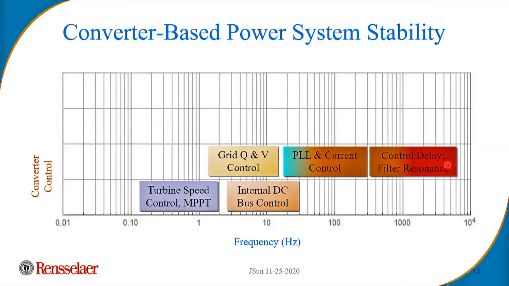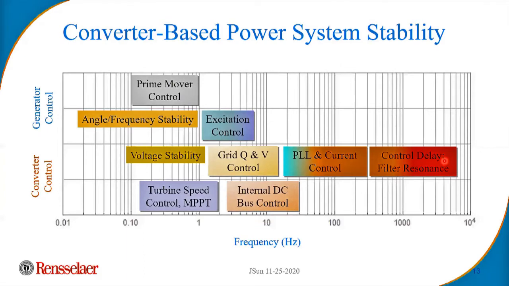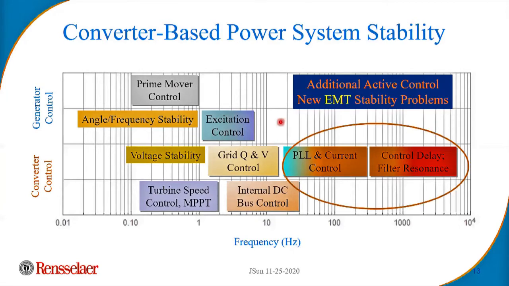And we understand now that control delay can lead to high frequency resonance that has been observed in many HVDC systems. And these high frequency controls are very different from the traditional power system. Because of this active control, we expect stability problems in this frequency range. A passive system without any control will not be unstable, but with active control, this so-called EMT frequency range will start to have stability problems. So fundamentally, I believe this is one of the challenges when we talk about converter-based power systems.